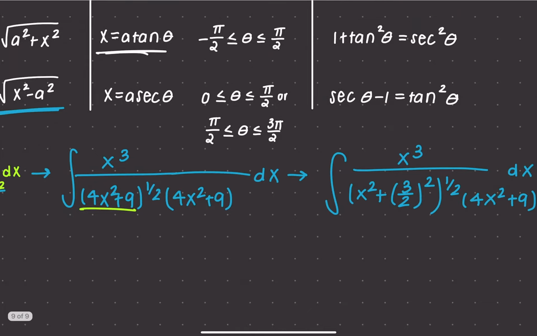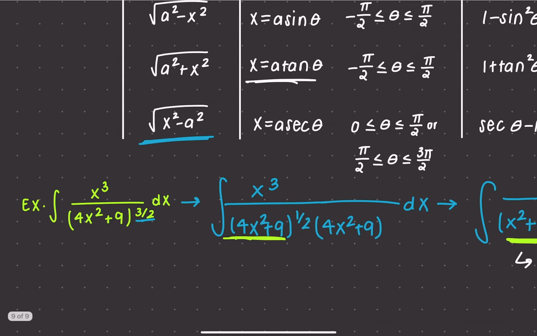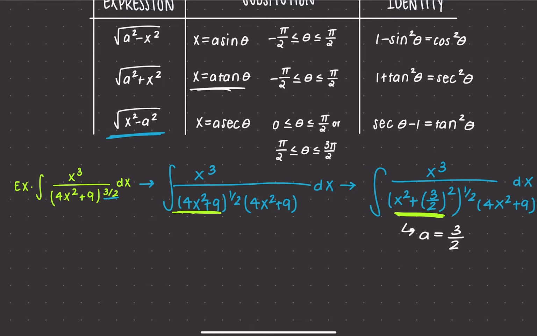So now we've rewritten this factor in terms of x squared plus a squared, where a is 3 divided by 2. So a is equal to 3 divided by 2. Knowing this, we need to identify which of these three it is most similar to, and we can quickly see that it mimics this form of a squared plus x squared. So once we know that, we can assign x to this corresponding value.